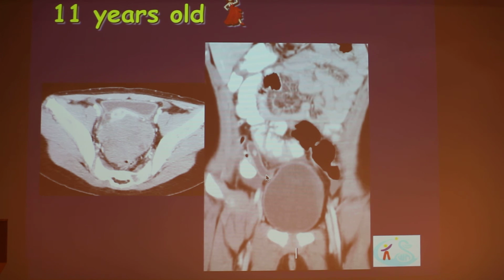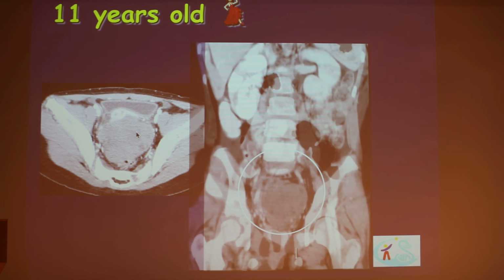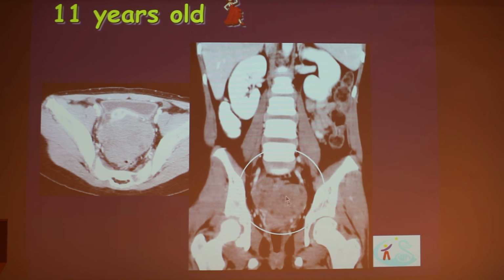And this patient went to surgery with the diagnosis of acute appendicitis and a gynecological or ovarian tumor. But if you just change the window setting a little bit, you can see that this mass lesion has peripheral cysts. And what she had was a torsed ovary with a reactive dilated appendix.